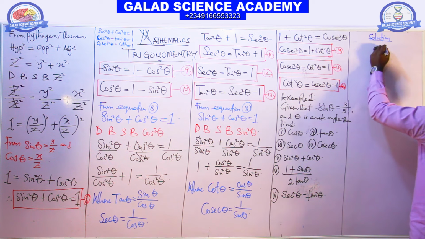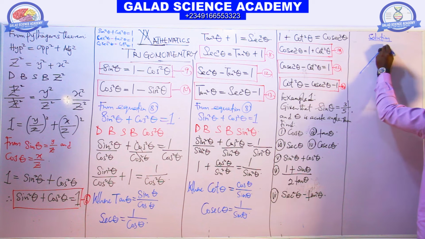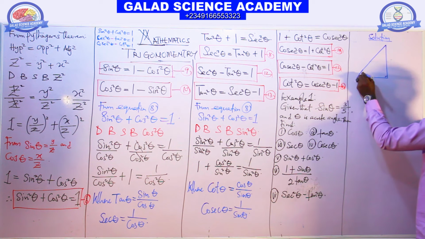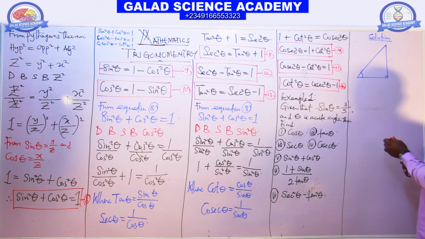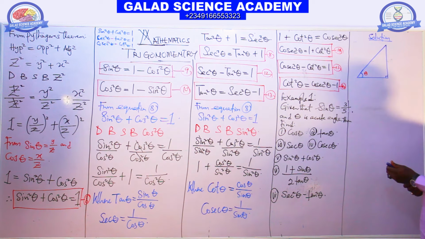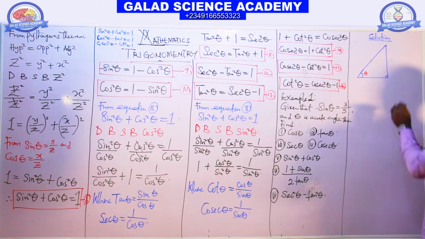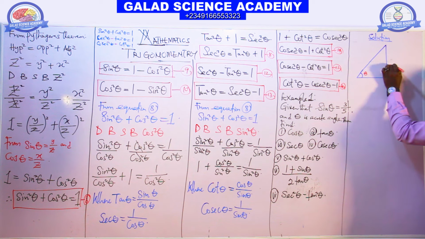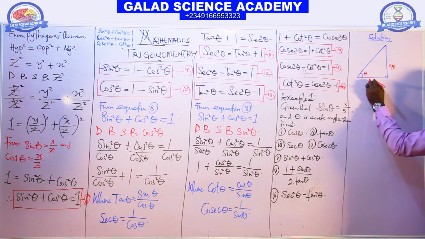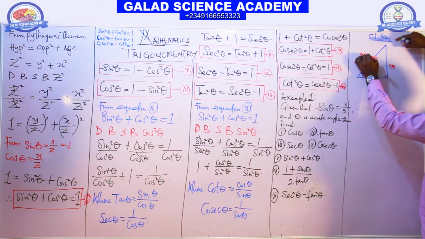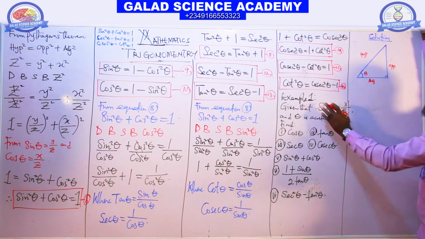You draw a right angle triangle. Let me draw it in this form. This is angle 90, and this place is what we call theta, the angle. The side where your theta faces is known as opposite. This place is known as adjacent, the side where your angle rests. And this place will be the hypotenuse.